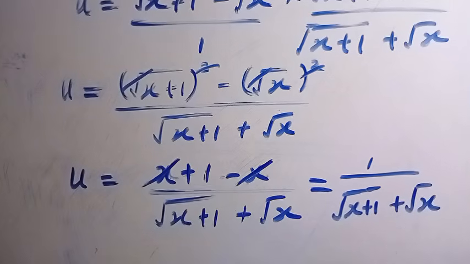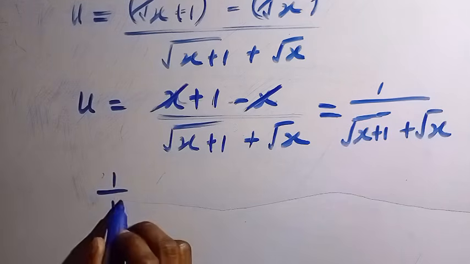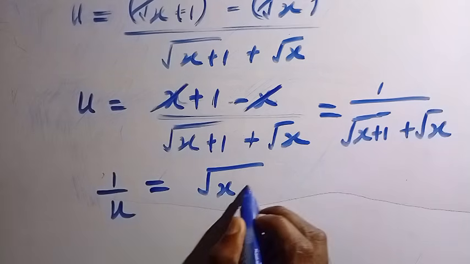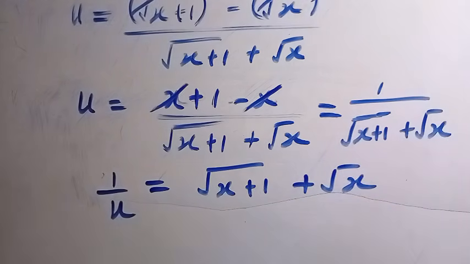This is for u. But I need 1 divided by u. I have to reciprocate this. So if I change this to 1 over u, then we have this as square root of x plus 1 plus square root of x. So this is what I have for 1 divided by u. The next step is we need to solve for square root of x. And how can we get that? It's very simple.